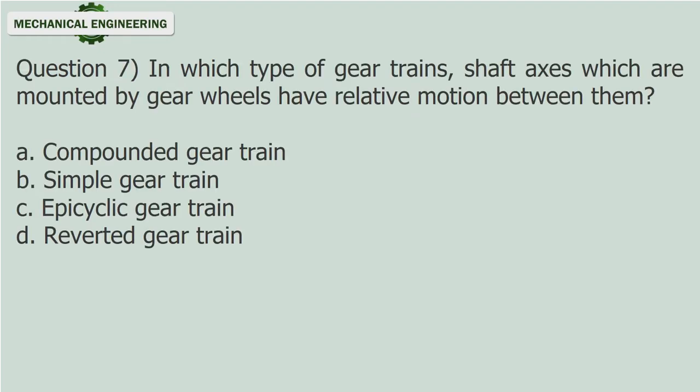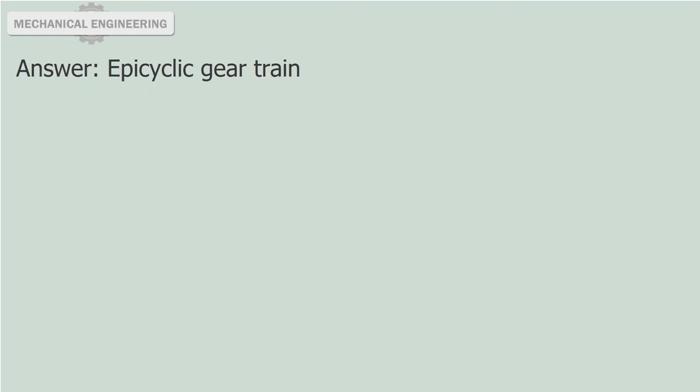Question 7. In which type of gear trains, shaft axes which are mounted by gear wheels have relative motion between them? A. Compounded gear train. B. Simple gear train. C. Epicyclic gear train. D. Reverted gear train. Answer. Epicyclic gear train.